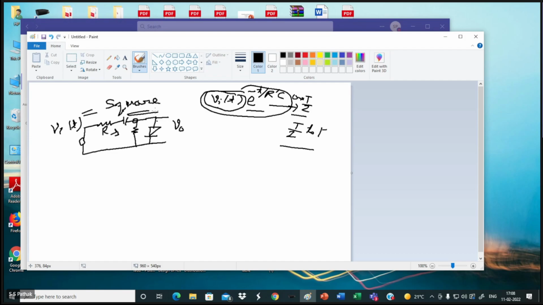Here is my square wave, I'm drawing. Here is my V min, it can have any value. Negative, it will become minus like that. This is your V max. Okay, a symmetric square wave. Instead of complicating the situation, we are going like that. Here is my 0 reference. So this one we are applying to this circuit.